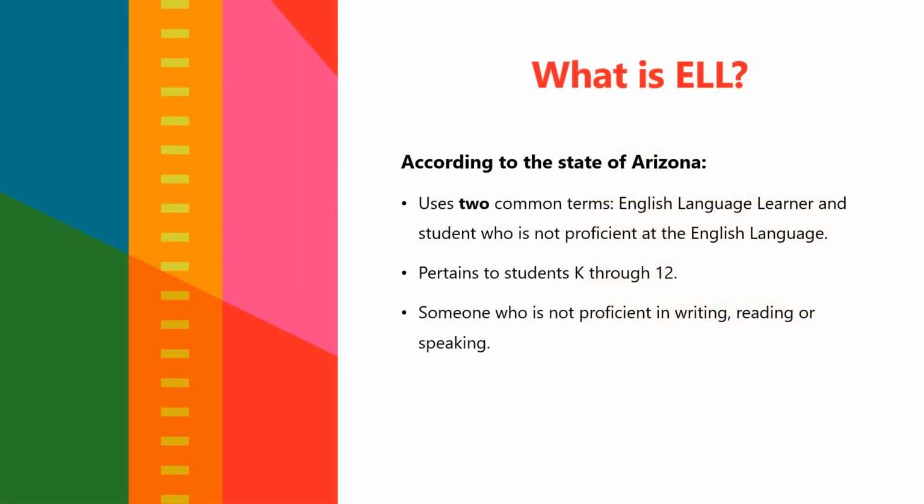First, we must understand what ELL, or English Language Learners, are and who they are. According to the state of Arizona, ELL uses two common terms known as English Language Learner and students who are not proficient at the English language. This pertains to students from kindergarten through 12th grade, and also includes someone who is not proficient in writing, reading, or speaking the English language.